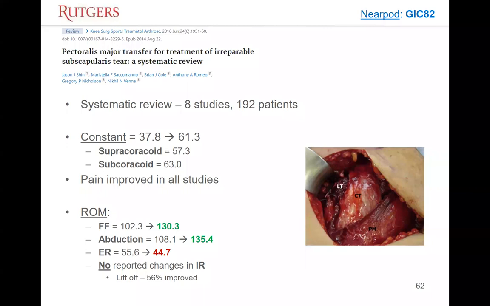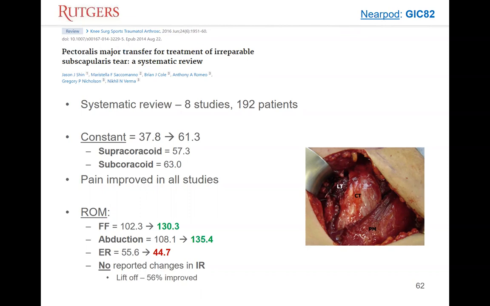On the anterior aspect of the shoulder, the irreparable subscap tears have been treated with tendon transfers from the pec. This review of 195 shoulders from 8 studies evaluated outcomes at least 6 months out. They found that Constant scores improved from 37 to 61 post-op, and they were significantly better in patients who underwent a subcoracoid transfer underneath the conjoint tendon.